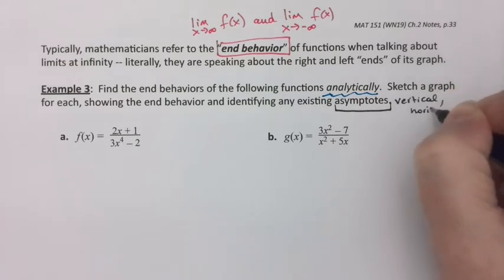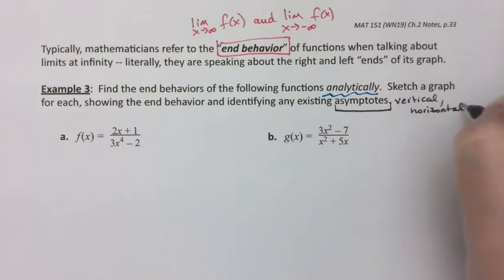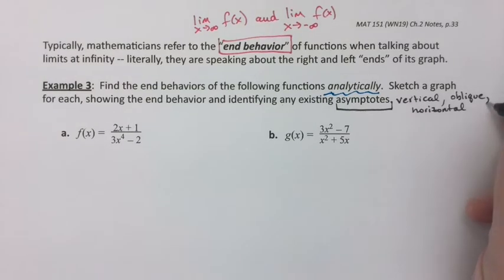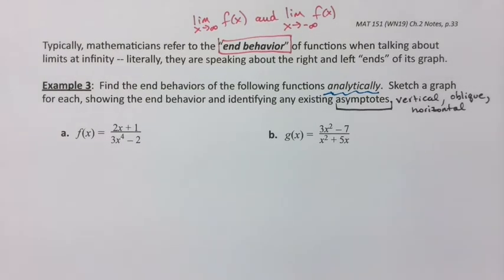horizontal, or oblique. Here, also known as slant asymptotes. So any one of those three is possible. We might have to find them using all of our pre-calculus and everything else.